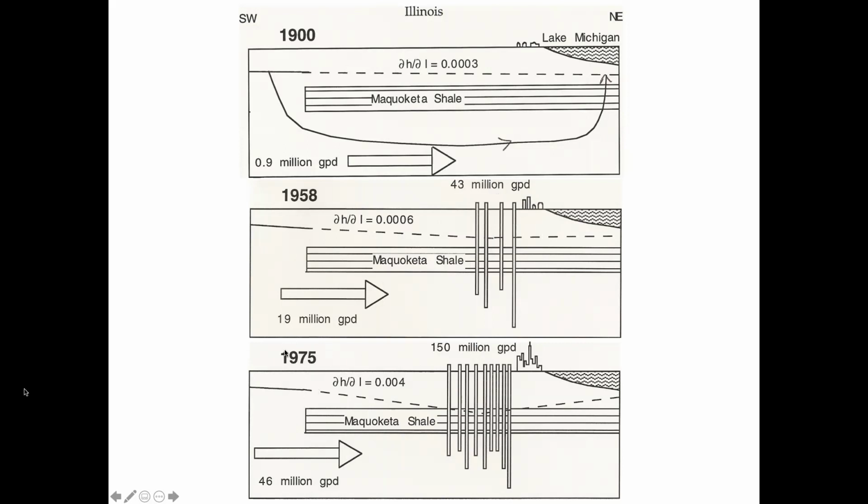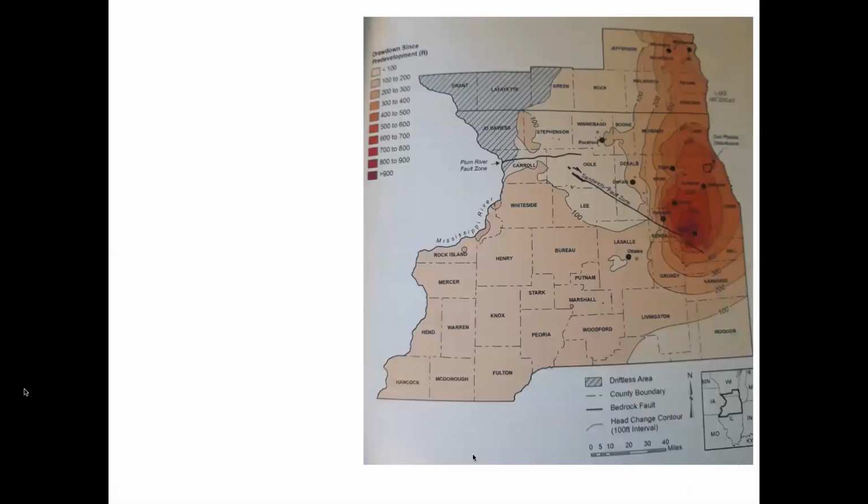And then by 1975, the city of Chicago is growing to a greater extent, with more wells put into the system. And we see an even greater head drop in this confined system, with 46 million gallons of water being pulled in per day. So what does that do to the hydraulic head? Since we've had our development, our drawdown has changed.